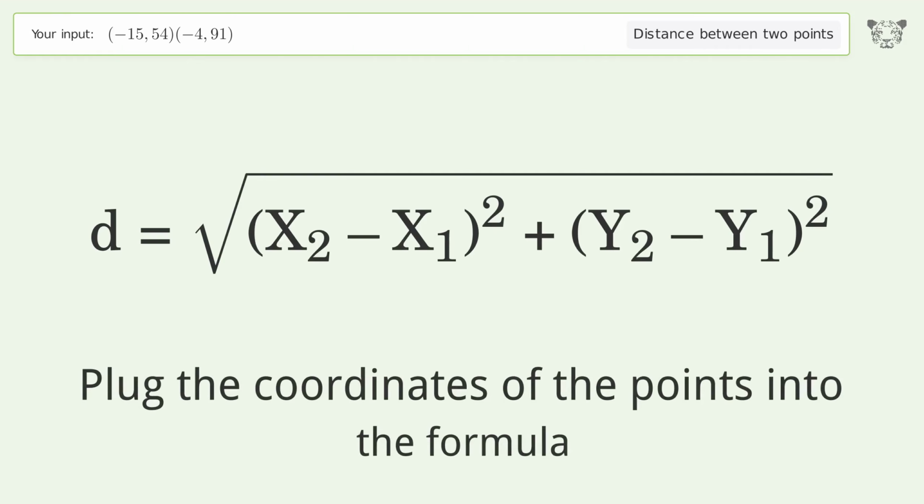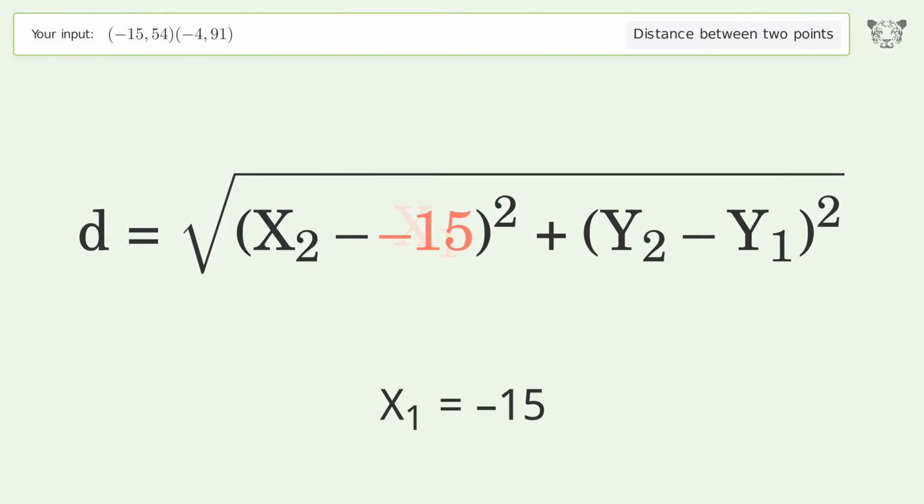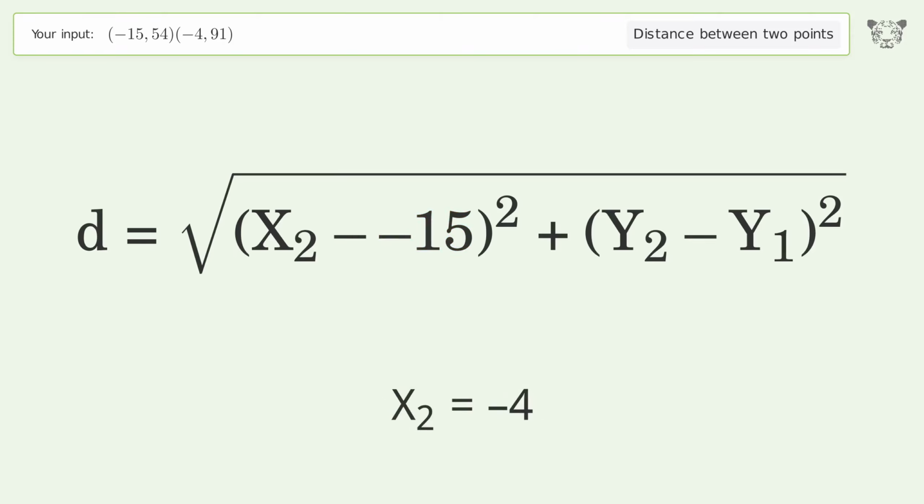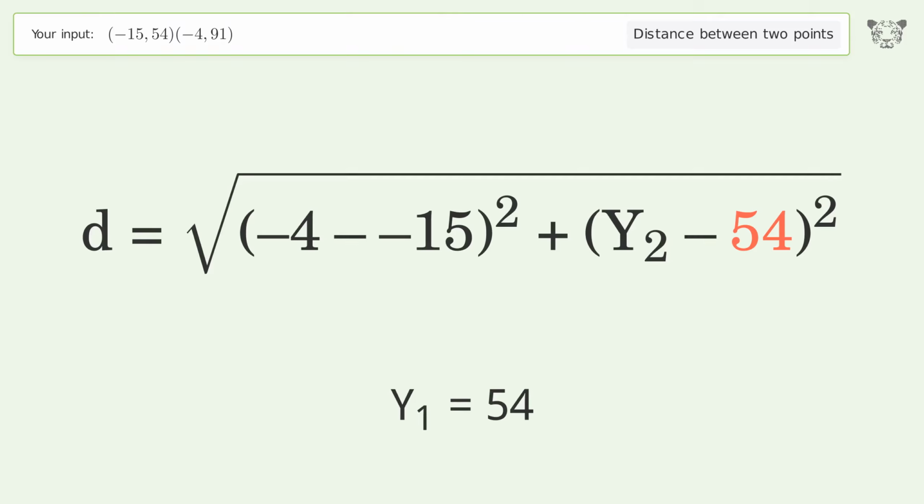Plug the coordinates of the points into the formula. x1 equals -15. x2 equals -4. y1 equals 54. y2 equals 91.